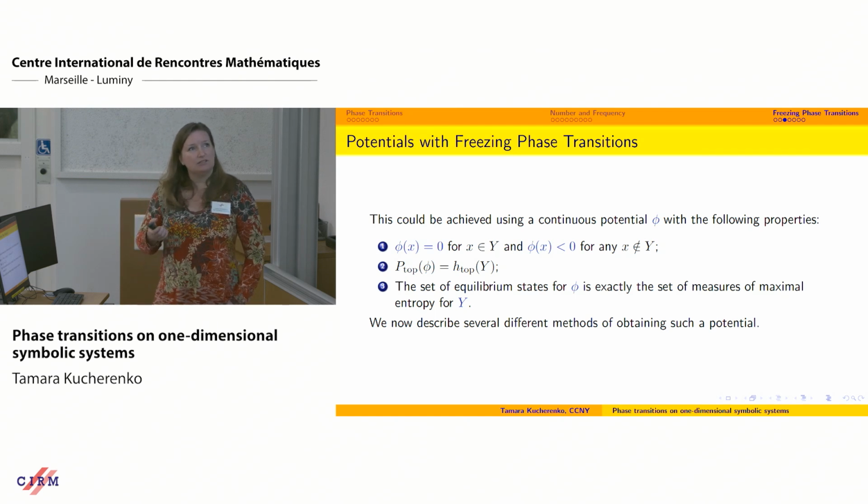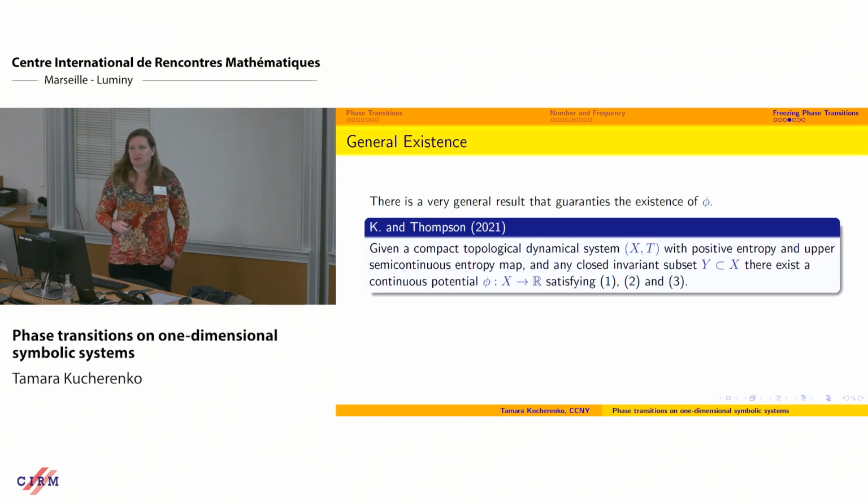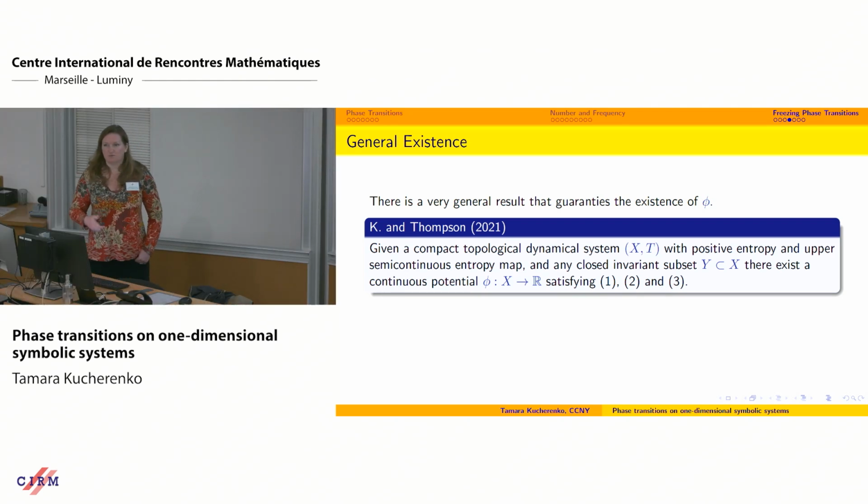Okay, so there are several different methods of getting such a potential. First of all, there is a very general existence result. This is a joint work with Dan Thompson. For any compact topological dynamical system with positive entropy, we want, of course, the entropy map to be upper semi-continuous, otherwise equilibrium states may not be there. We pick any closed invariant subset, and then there exists a continuous potential on X which satisfies those three properties. So we can get a freezing phase transition for some potential.